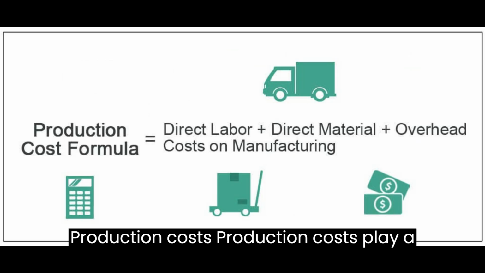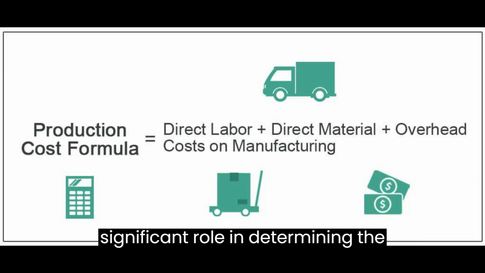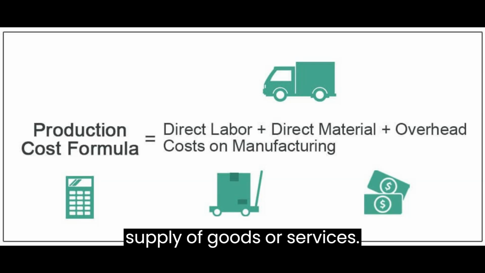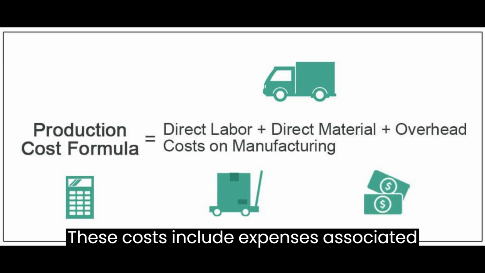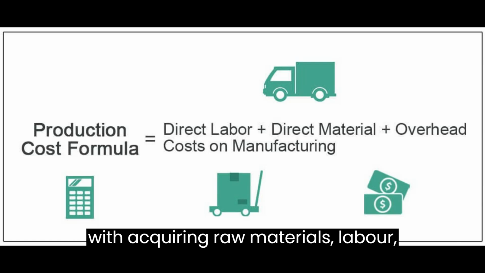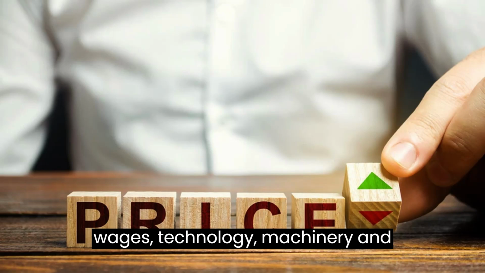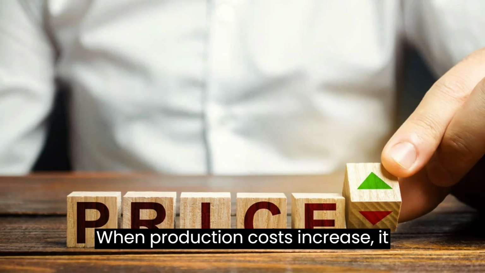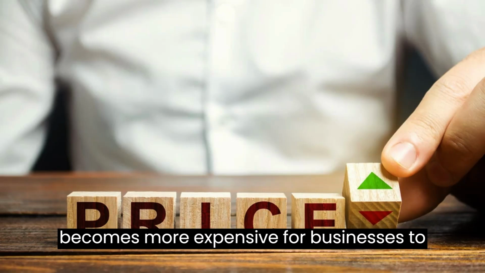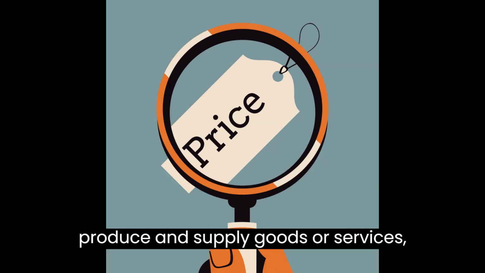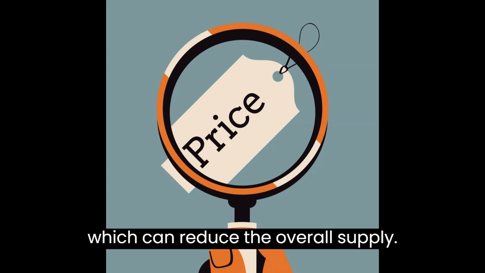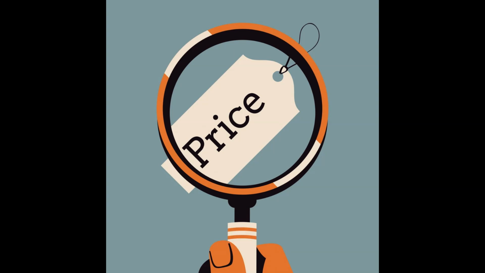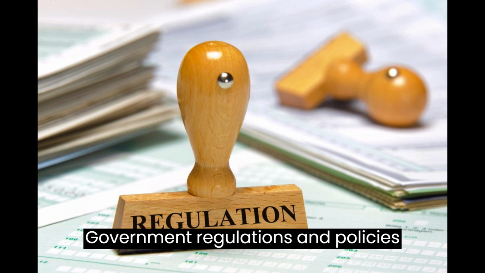Production costs. Production costs play a significant role in determining the supply of goods or services. These costs include expenses associated with acquiring raw materials, labor wages, technology, machinery, and equipment necessary for production. When production costs increase, it becomes more expensive for businesses to produce and supply goods or services, which can reduce the overall supply.